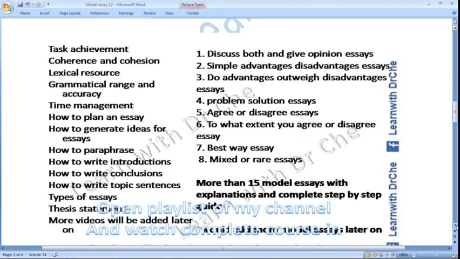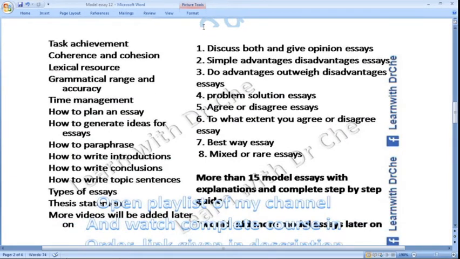This is an overview of my essay writing course. I have started from the 4 assessment criteria. Then I will go for general things, for example, time management, how to plan an essay, how to generate ideas, paraphrasing, introductions, conclusions and many more videos.